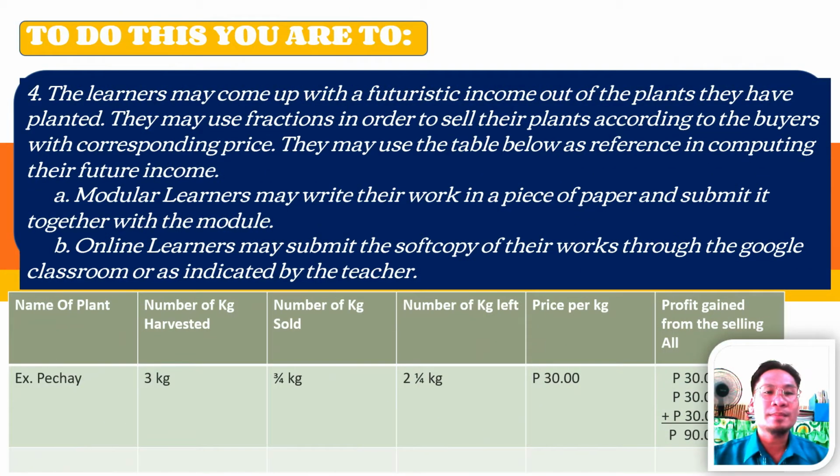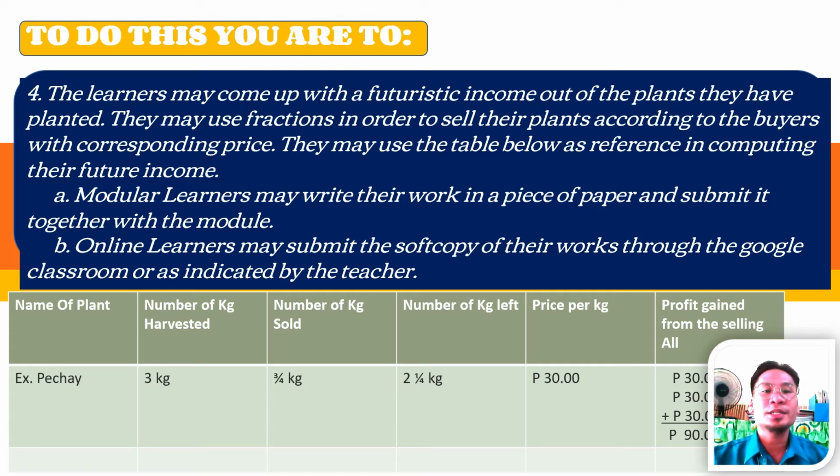The learners may come up with a futuristic income out of the plants they have planted. They may use fractions in order to sell their plants according to the buyers with the corresponding price. They may use the table below as reference in computing their future income.